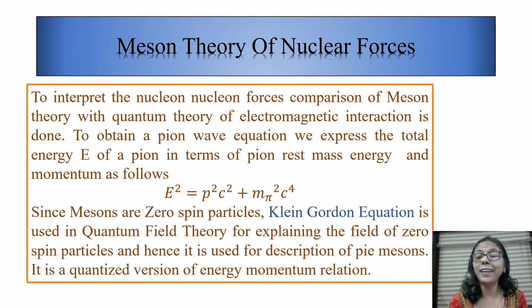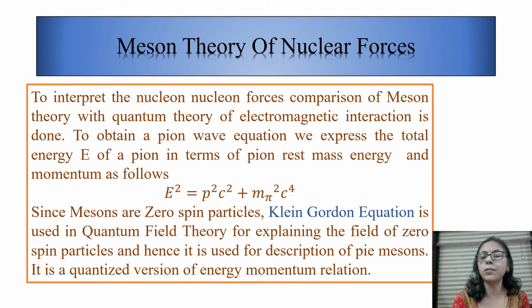Now, as I told you in that table, these mesons are zero spin particles. So the mathematics that we will be doing over here considers the Klein-Gordon equation, because it is used in quantum field theory for explaining the field of zero spin particles, and hence it is used for description of pi mesons. It is, of course, the quantized version of the energy momentum relation E square is equal to P square C square plus M square C to the power 4. Now let us move on to the derivation.